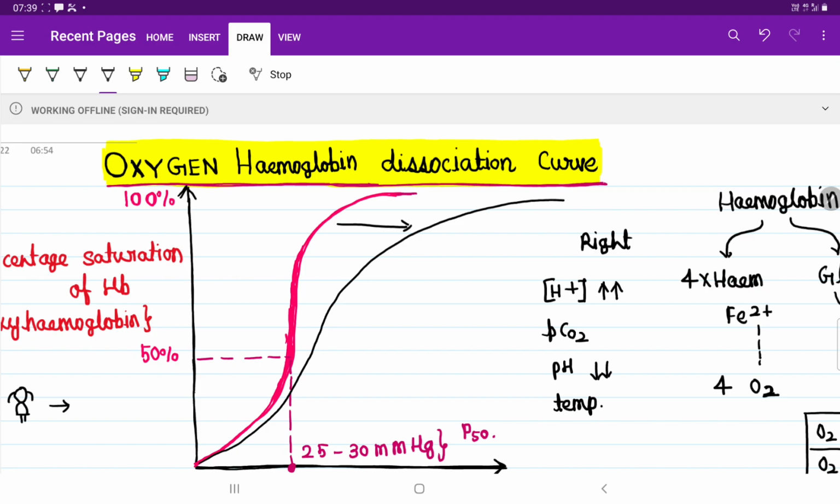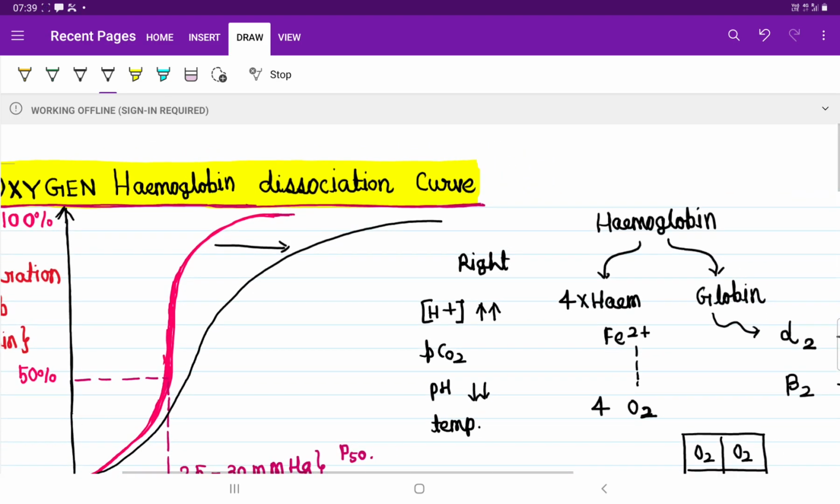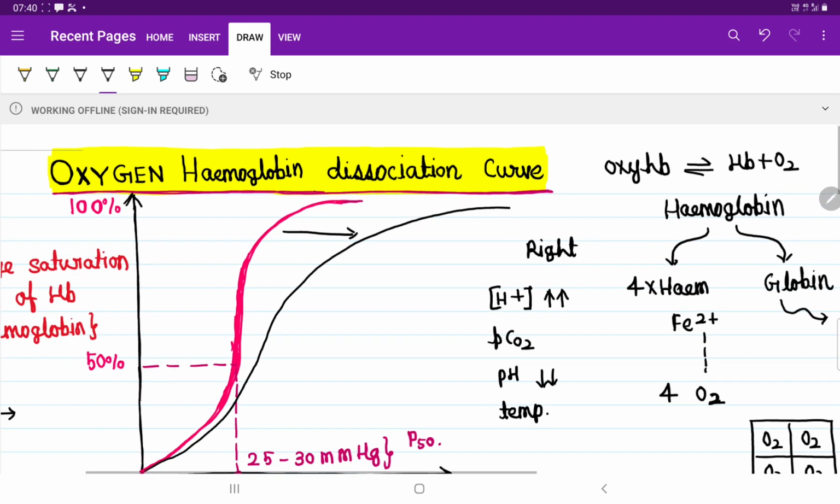Actually, high hydrogen ion concentration or low pH will cause dissociation of more and more oxyhemoglobin into hemoglobin and oxygen. They will not promote binding of hemoglobin with oxygen. In fact, they will promote dissociation of hemoglobin from oxygen. So high hydrogen ion concentration and low pH are factors that will not support binding here; in fact, they will support dissociation. They will create disturbance in binding.